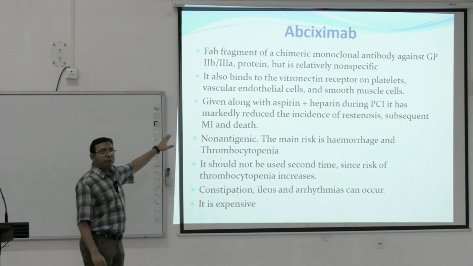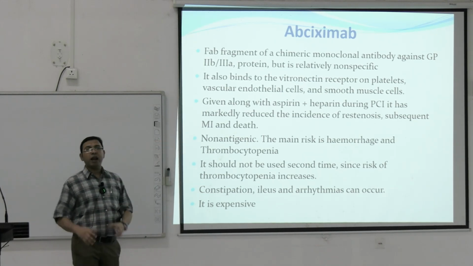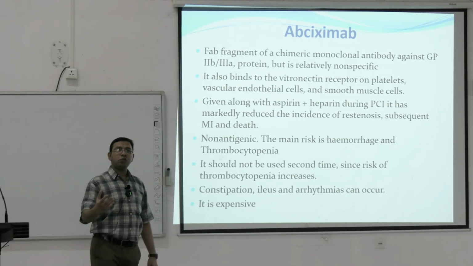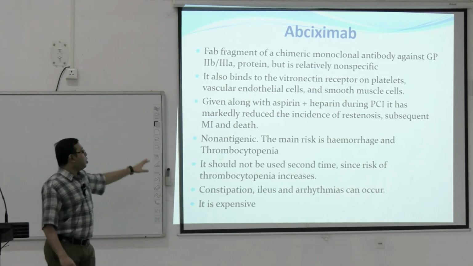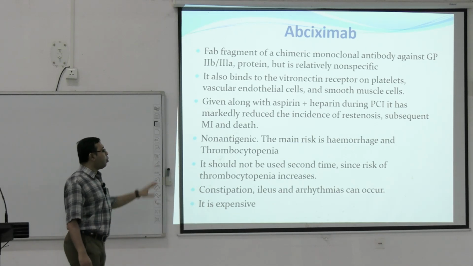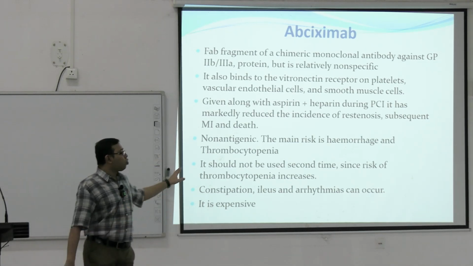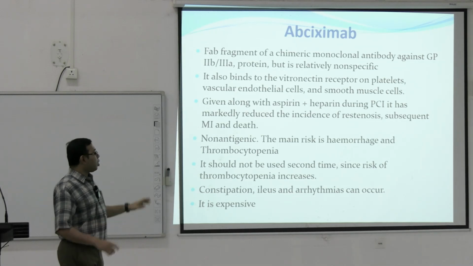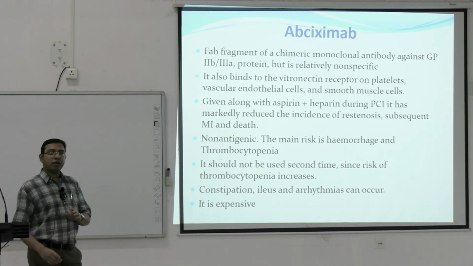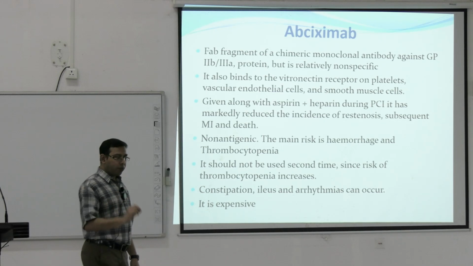Okay, it markedly reduces the incidence of restenosis. That is, again, stenosis will not happen, nor subsequent myocardial infarction and death. Non-antigenic, the main risk is hemorrhage and thrombocytopenia. It should not be used a second time since the risk of thrombocytopenia can happen. Constipation, ileus, arrhythmia, etc. can also happen. Abciximab is very expensive.